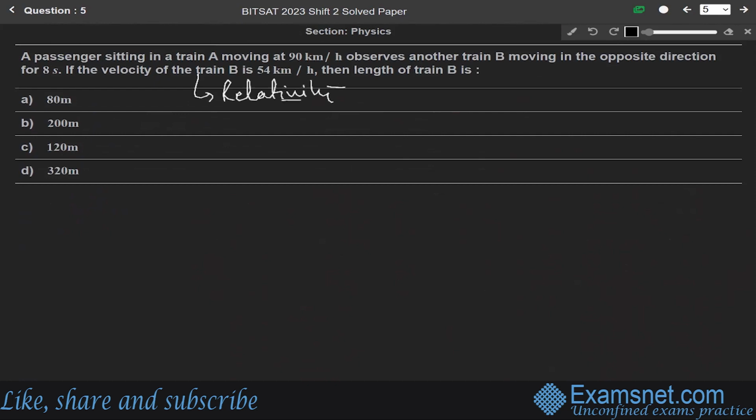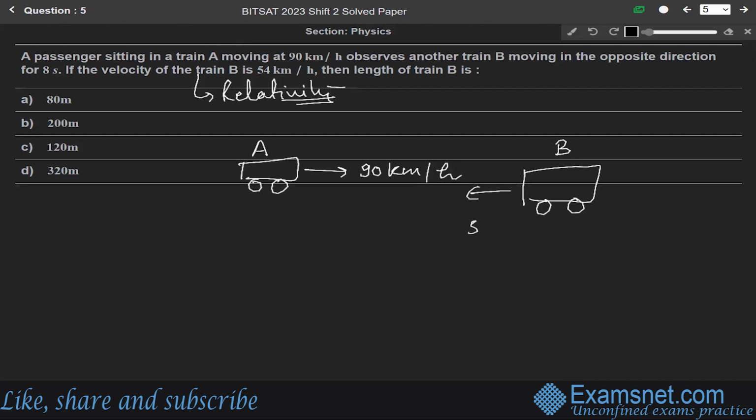Okay, so according to this question, let us say this is train A, and it is moving at a speed of 90 kilometer per hour. It observes another train moving in the opposite direction. Let us say this is train B, it is moving in this direction, and its speed is 54 kilometer per hour, and train A observes this train B for a time of 8 seconds. So we have to find the length of this train B.